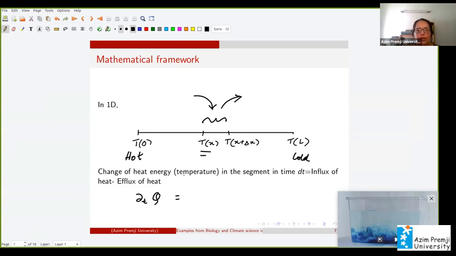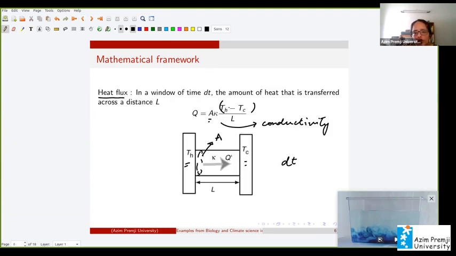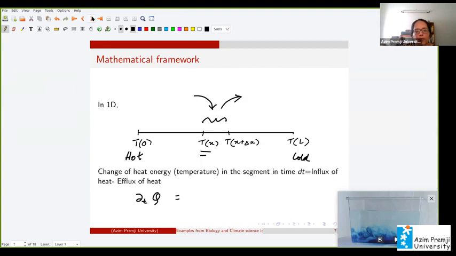of heat. And from the previous slide, what we know is that the influx of heat is actually the temperature difference between the two ends of the segment divided by the length of the segment. So we can just put that back. So this is going to be equal to kappa A times delta T by delta X at X. Okay, so this is the amount which is coming in at X minus delta T by delta X at X plus delta.